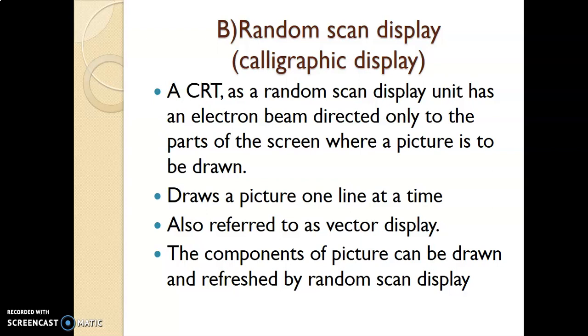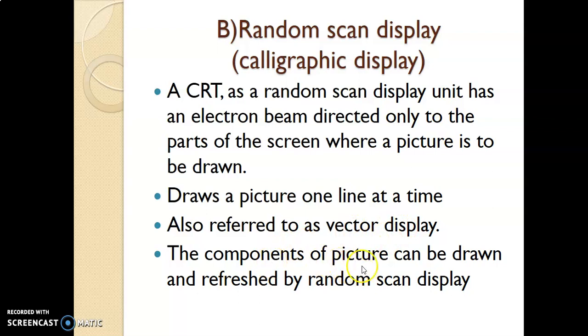The second method is the random scan method. Here the scan display unit directs the electron beam only to the parts of the screen where a picture is to be drawn. It draws a picture one line at a time. It is also referred to as a vector display.